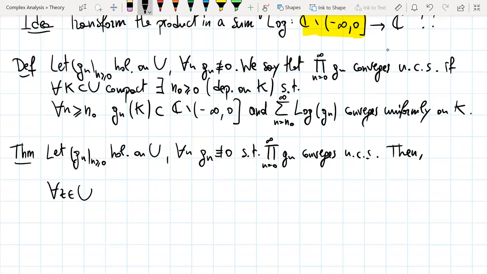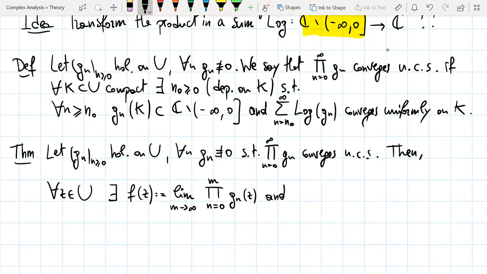Then what happens is that for all z in U, the infinite product is well defined. Let's call it F of z. This is the limit of the finite products. So as the infinite series is the limit of the finite sums, in the same way, an infinite product will be the limit of the finite products from n going from 0 to m. And so we get a function in this way. And we want to show that this function is also holomorphic. It is also interesting to say something about the derivative of this function. And we have here a nice formula.